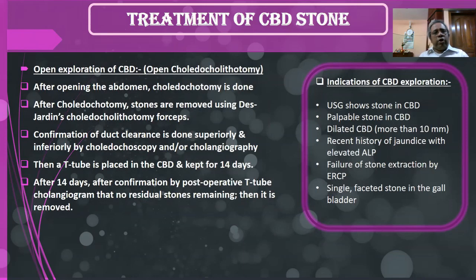Then after confirmation, there are two options. One option is you just primarily close the CBD and put some drain and close the abdomen. Another option, which is safer, is to put a T-tube in the common bile duct and put some drain in the peritoneal cavity and close the wound. And after 14 days, do an X-ray, confirm it and remove it. So this is about the T-tube and CBD management in open cholecystectomy.